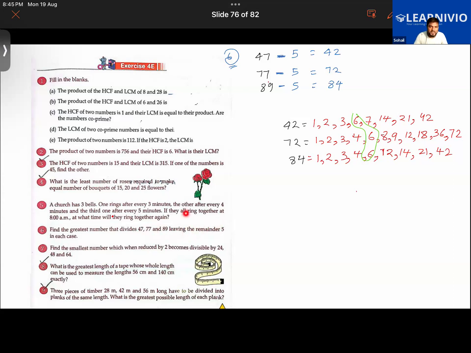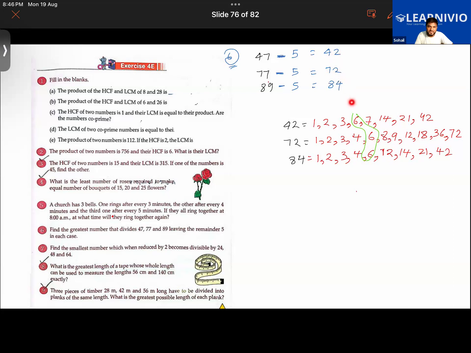Now think of any other number, like minus 5. If it's written in the question leaving the remainder 5, then we should subtract 5. Okay, now getting it? The number that you will be getting after subtracting 5 from this will now be divisible by the HCF.